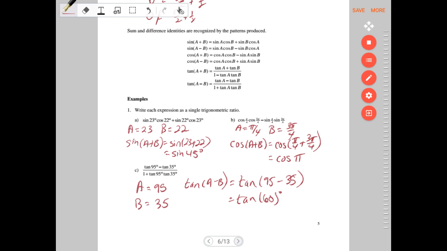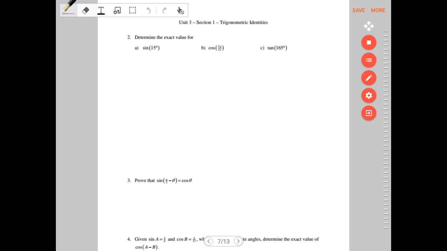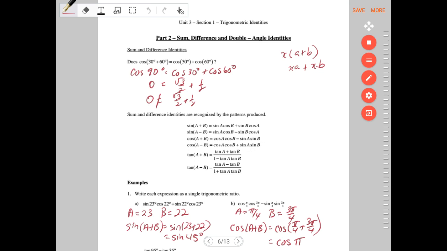This is great, right? All right. Determine the exact value for sine of 15 degrees. Okay, now, 15 degrees is not a measure that's on our unit circle. So how do we find its exact value? Well, the cool thing is we can use one of the sum and difference identities from the previous page. So we have a couple here for sine we can use, A plus B or A minus B.